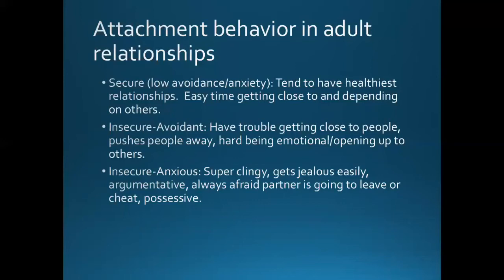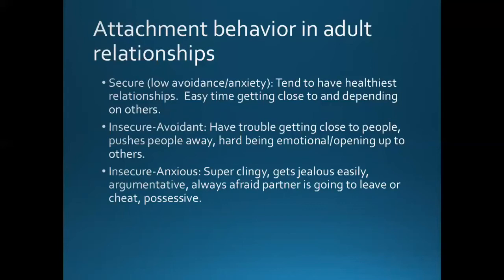Avoidant people tend to have a hard time getting close to people. They don't want to be dependent on others. They have a hard time opening up to people. And then those anxious attachments tend to be pretty clingy. They might be very, very jealous. They may constantly be afraid that their partner is going to cheat on them.